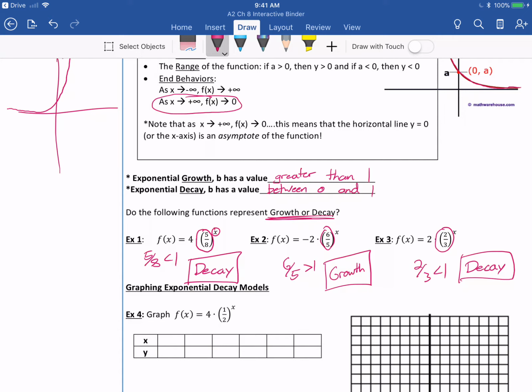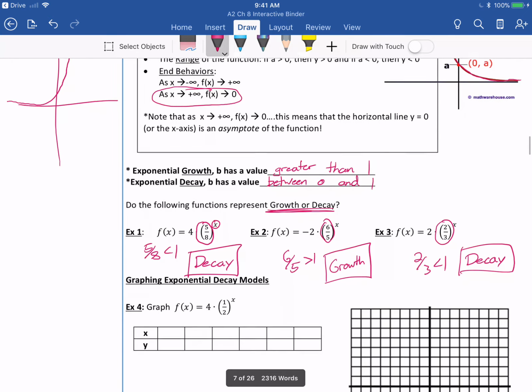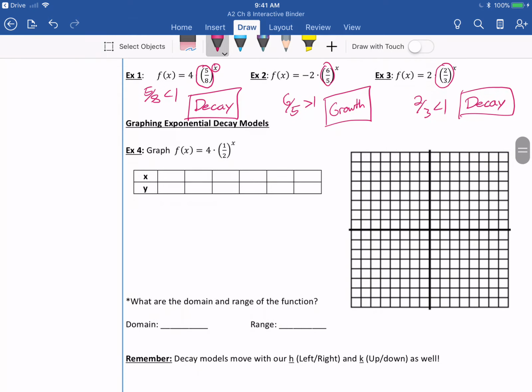Now for example number 4, graph f of x equals 4 times 1/2 to the x. Again, this is just my parent function. I always like to square in that parent function so it has no movements. No h and k. h equals 0, k equals 0. It's got no moves, but it can have an h and a k, that's okay. Now let's go through and plug those numbers in.